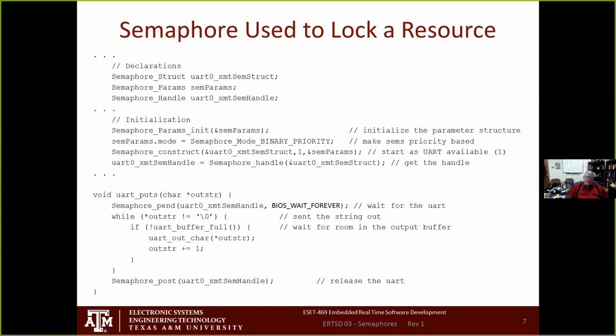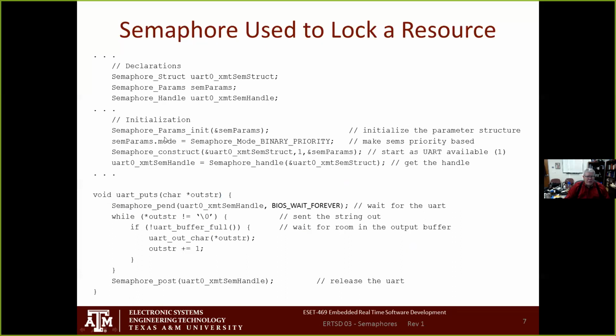One of the other things that we can use semaphores for is for locking a resource. So what you've seen is that a semaphore was a flag that we've completed an event. We can also use it to lock a resource. And here are some examples of the declarations. This is a more detailed example of how to initialize the thing.